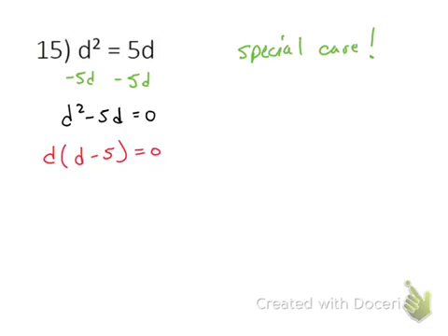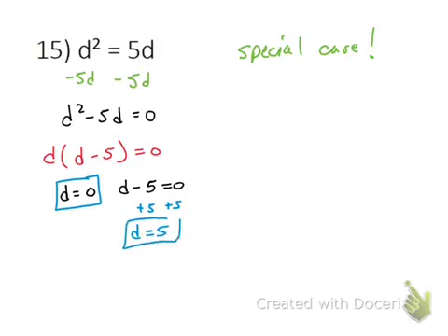Well, this is our factored form, so now what we need to do is set each of these equal to 0 and solve. For this first part, we know d equals 0. That's easy. Here we'll add 5, and our other answer is d equals 5.